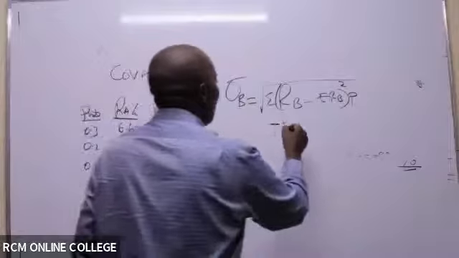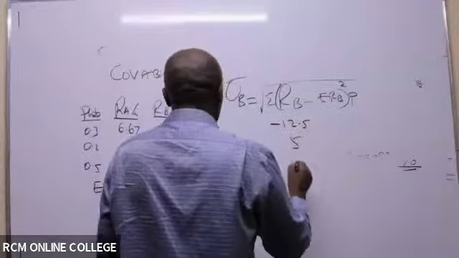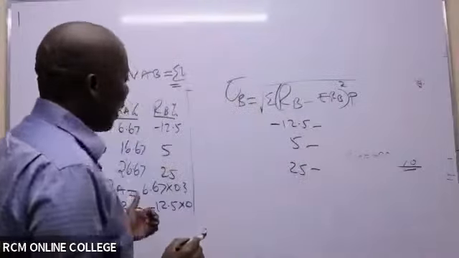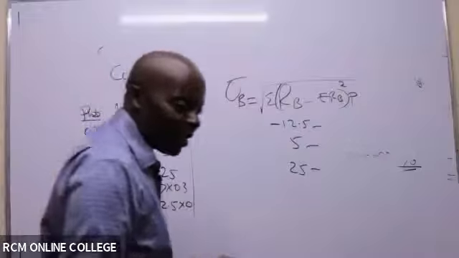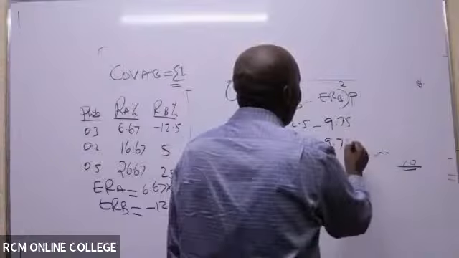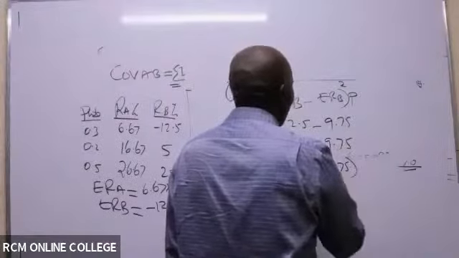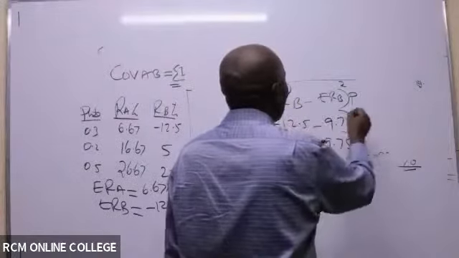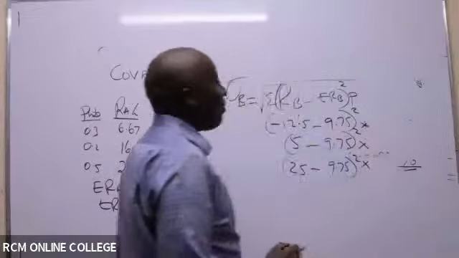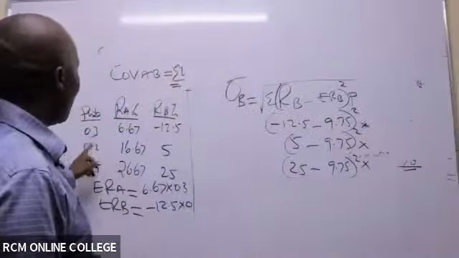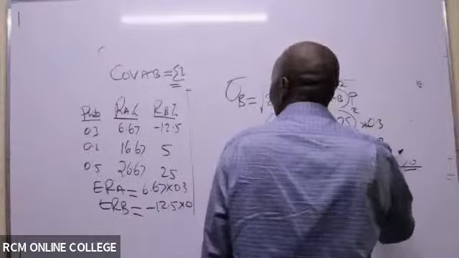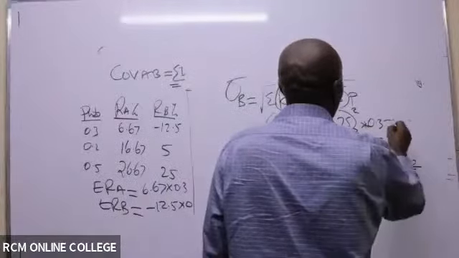Returns of B are given here. So it is minus 12.5. Then we have 5. Then we have 25. Minus the expected returns of B, which is 9.75. Then you come under, in this case here, square, times the probabilities. Our probabilities are 0.3, 0.2, 0.3, and then we have 0.5.